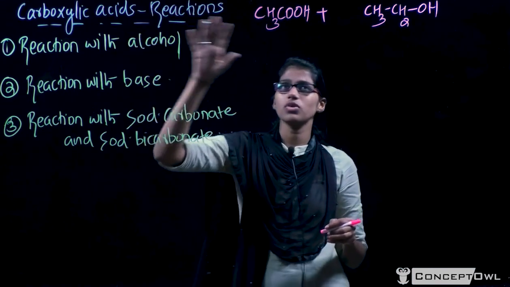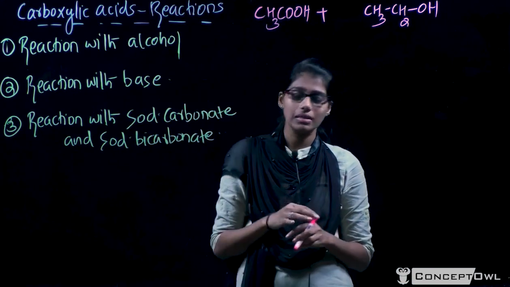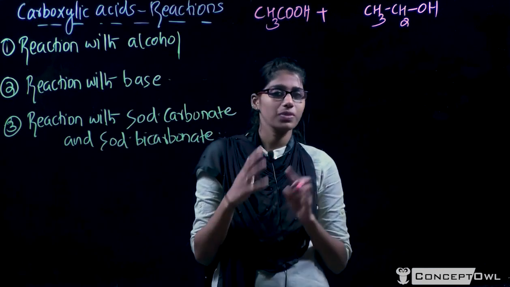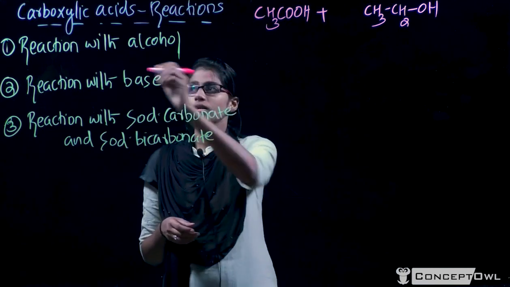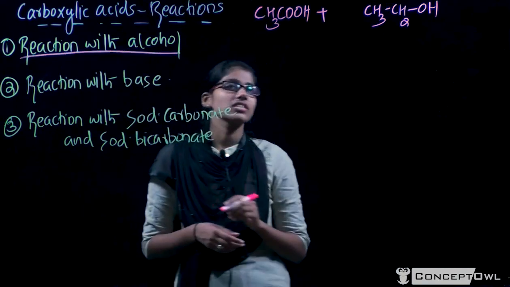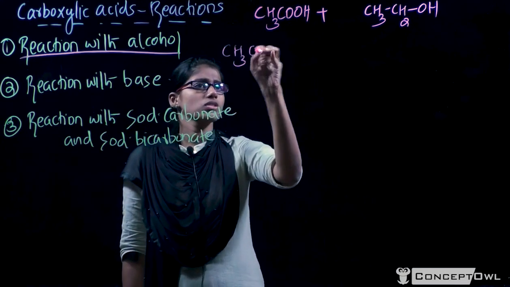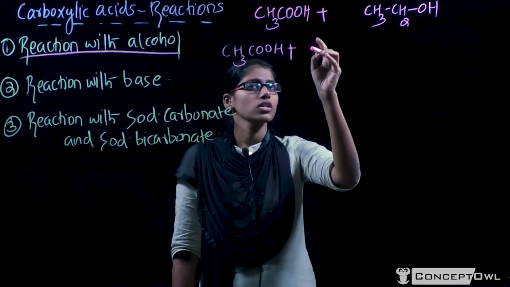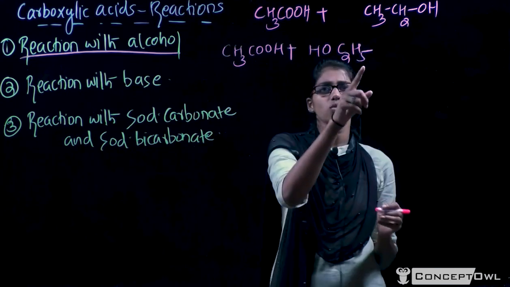When you consider carboxylic acids, they are able to turn blue litmus paper into red, which indicates they are acidic in nature. That indicates they can release H plus from the system. So how will you represent the reaction of carboxylic acids with alcohol? Let's represent CH3COOH interacting with C2H5OH. So let's represent this. You have C2H5OH.